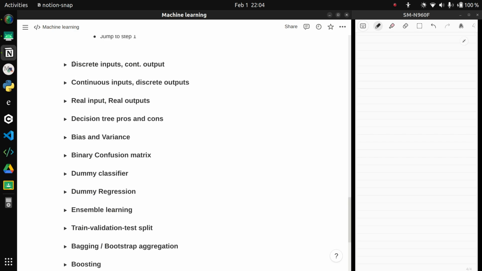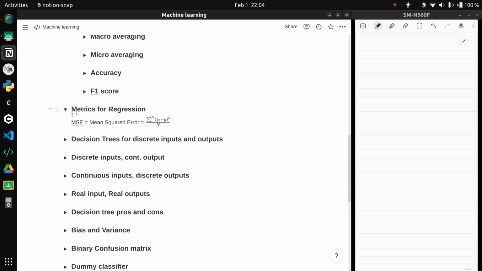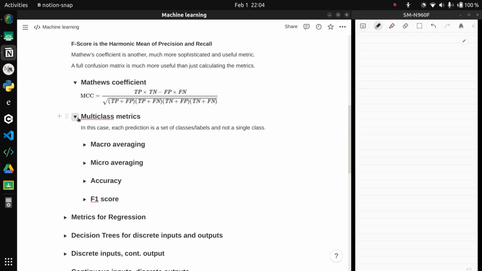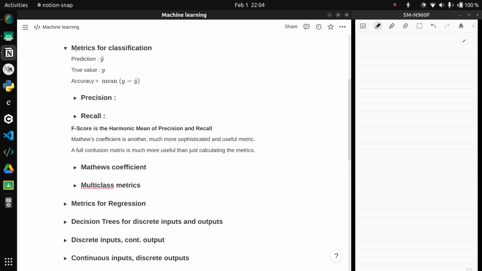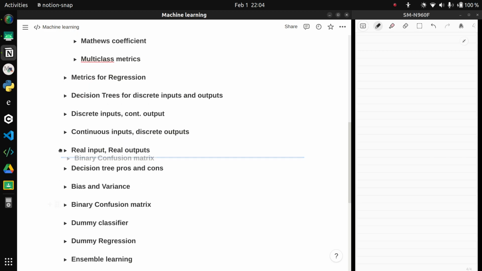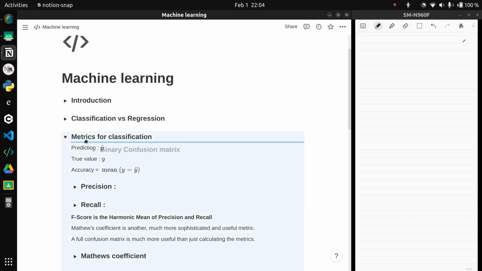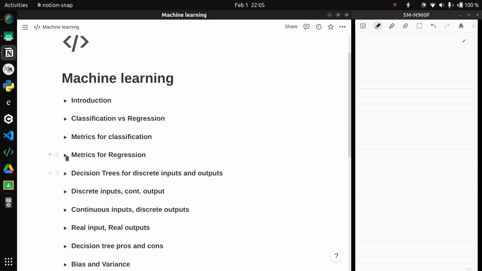So you have the metrics for, that's the ID3 algorithm. Cool. Decision tree for discrete input, metrics for regression, multiclass metrics, Jaccard coefficient, F1 score, recall, precision. That's something I should put up. So coefficient matrix is not like a metric directly, but you could get a lot of information from that. So yeah. Okay. Metrics for regression. This decision tree for discrete inputs and outputs.